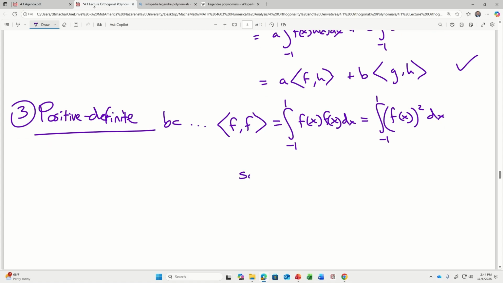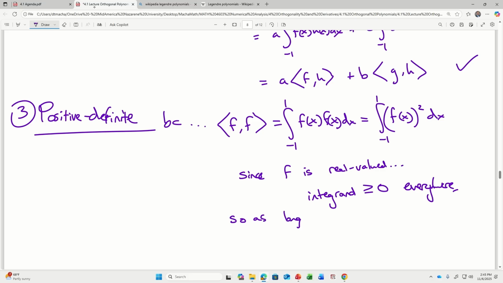And since f is real valued as a function, we get only a positive integrand because it's squared, or I should say the integrand is greater than or equal to 0 everywhere. So as long as the function f is not identically 0, then it's positive definite.